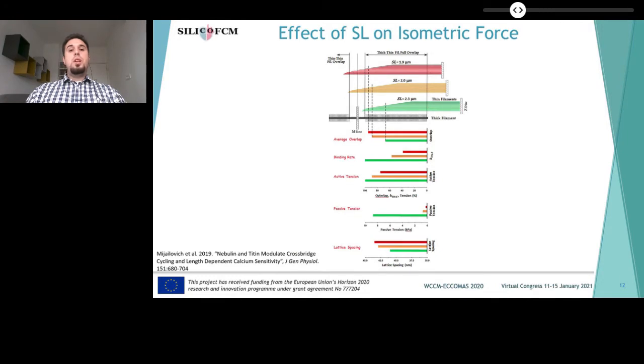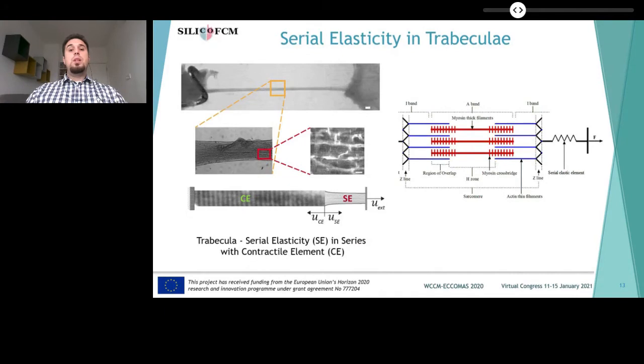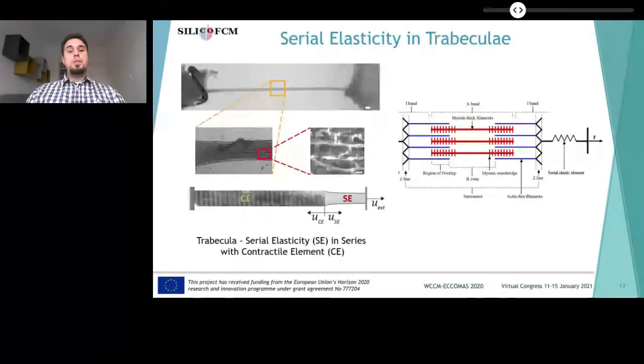that along with changes in lattice spacing, the average overlap between thick and thin filaments is changing, which affects the effective binding rate as well as active and passive tension. In order to simulate twitch responses in trabecula with MUSICO, we included a serial elastic element at the end of the contractile element consisting of multi-sarcomere muscle fibers.